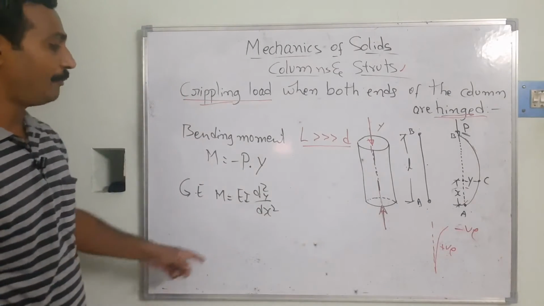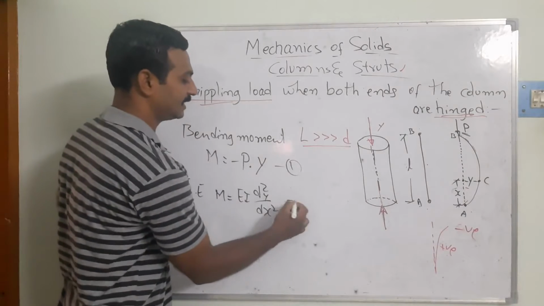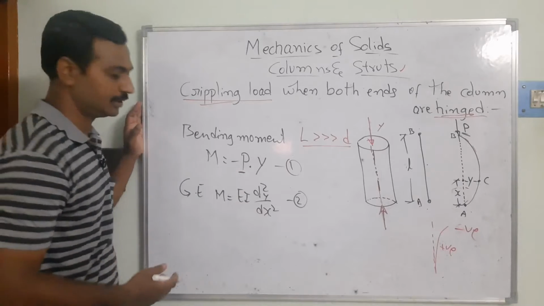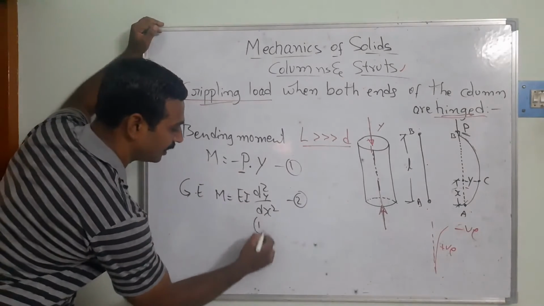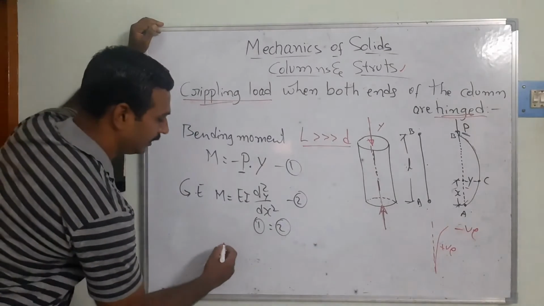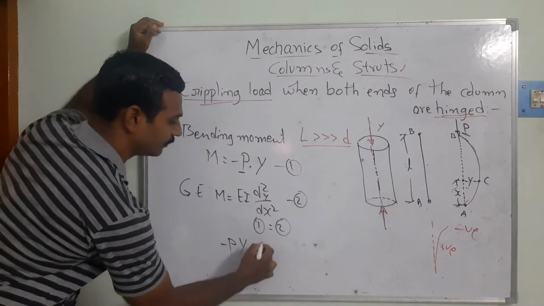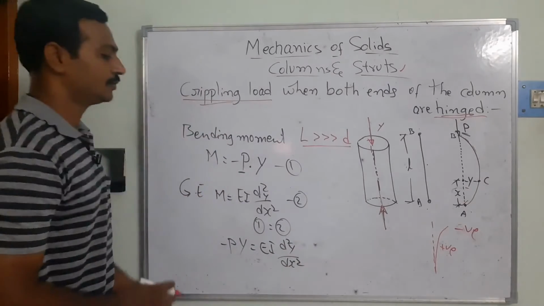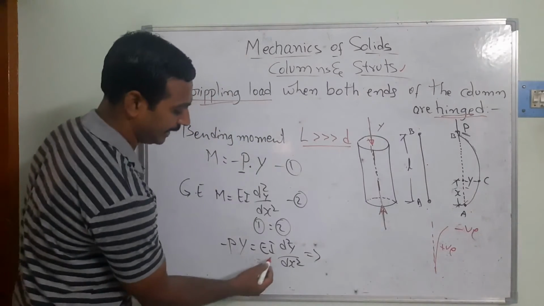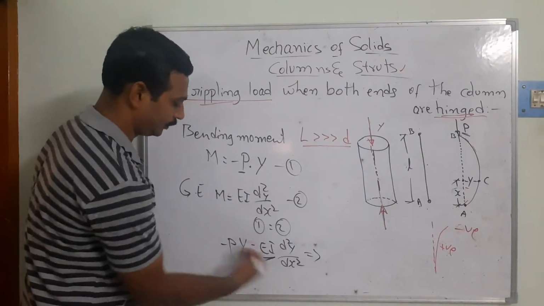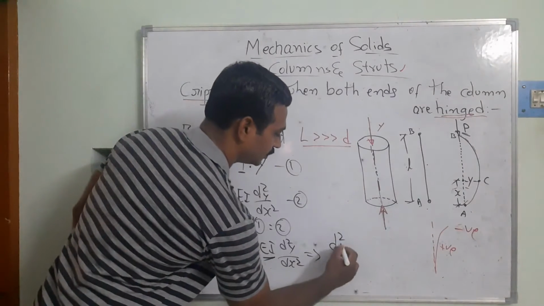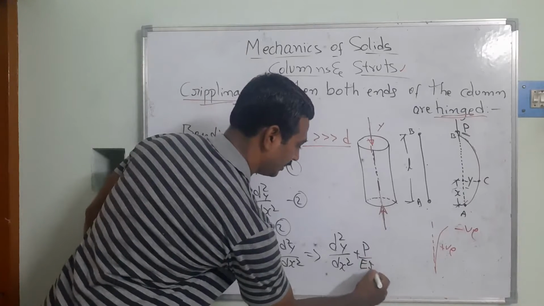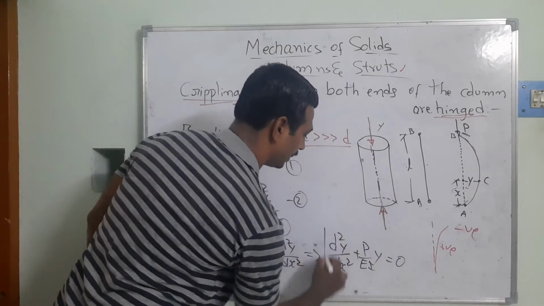So from this, I am going to equate these two, equation 1 as well as equation 2, so that I can find the magnitude of the crippling load. So equation 1 is minus P into y is equal to EI d square y by dx square. Then for further simplification, I am taking this EI and P to this side. So the final equation is d square y by dx square plus P by EI into y is equal to 0.